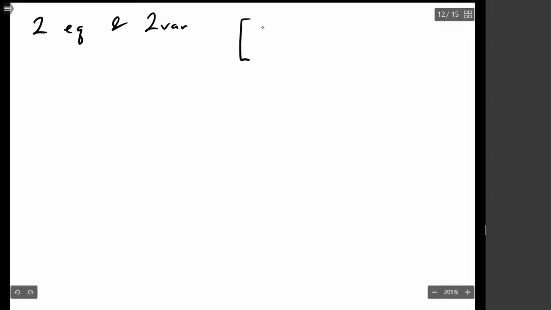So, I want to talk about what some of the final forms might look like when you've put it into reduced row echelon form. This is the process that we call Gauss-Jordan elimination. If you have a system with two equations and two variables, then what you're going to start out with is an augmented matrix that looks something like this.